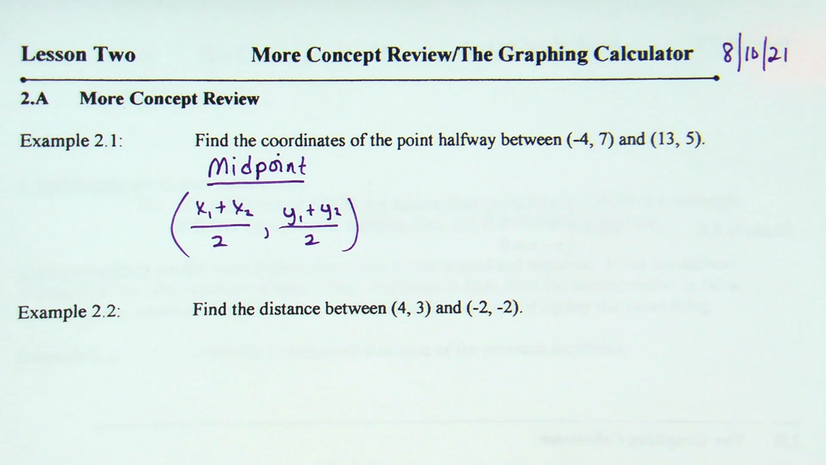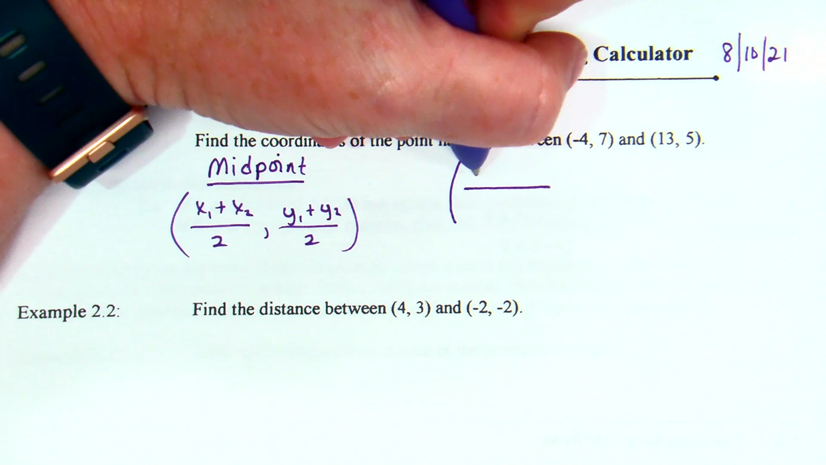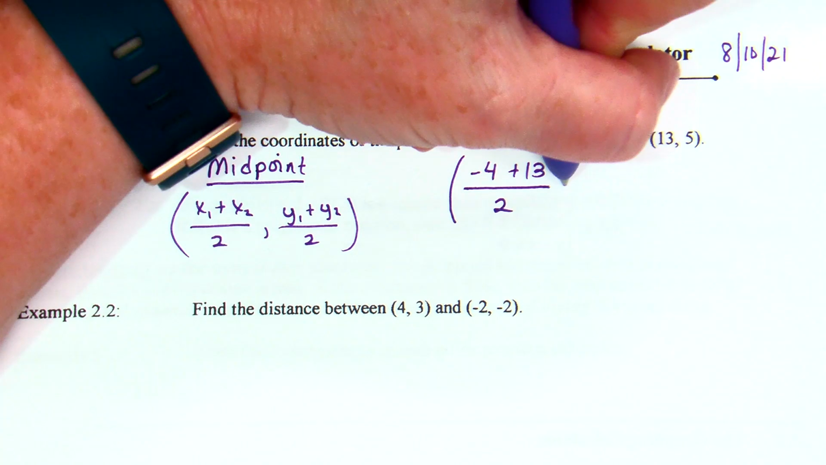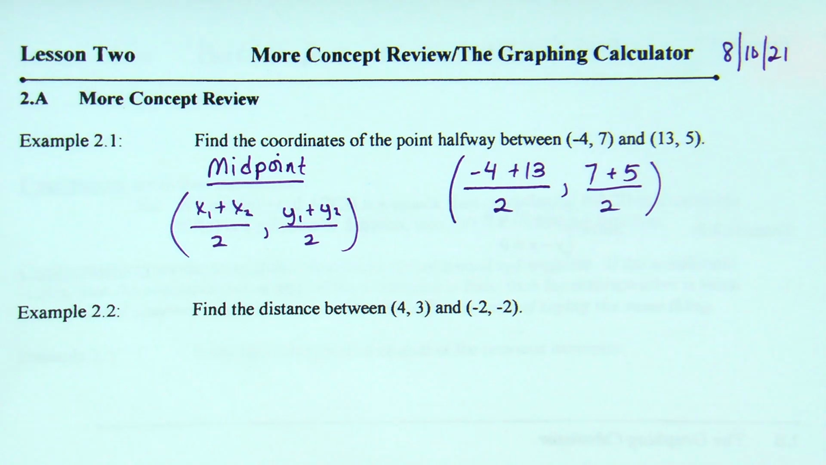Okay, so, did you do this one? What are you doing? Tell me the math. So you're doing -4 plus 13 divided by 2. Okay. 7 plus 5 divided by 2. Okay. -4 plus 13 divided by 2, 7 plus 5 divided by 2. Yes, I'm showing the work, okay? So do what you do in your notes. I don't care, but I'm showing the step.